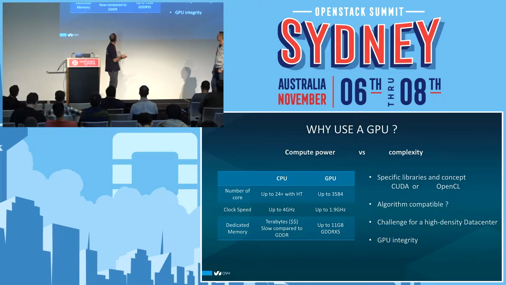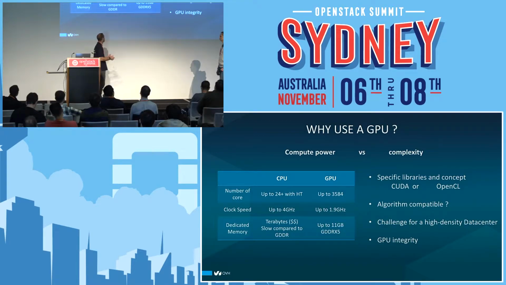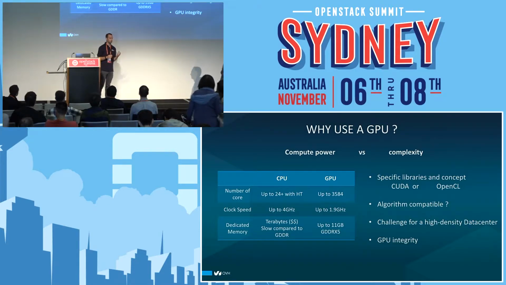I made this slide to compare the difference in terms of hardware between a CPU and a GPU. On a CPU, you can have, let's say, up to 24 cores with hyper-threading, even more on certain very specific CPUs. Whereas on a GPU, you can have far more cores. But if you have more cores, you don't have that much frequency. So the GPU is very good if you have a big parallel algorithm.